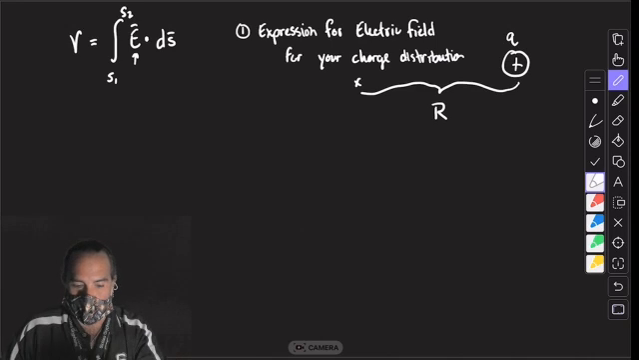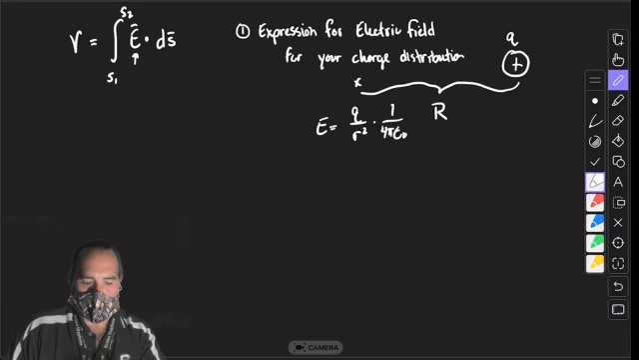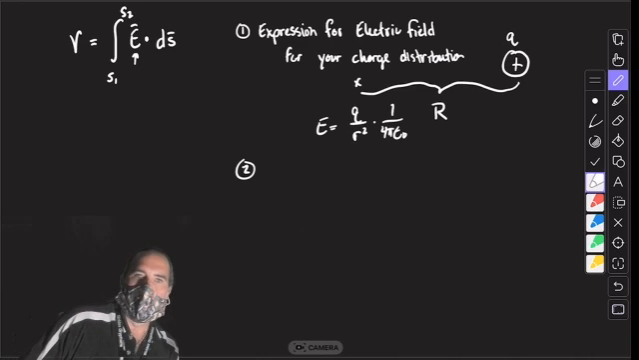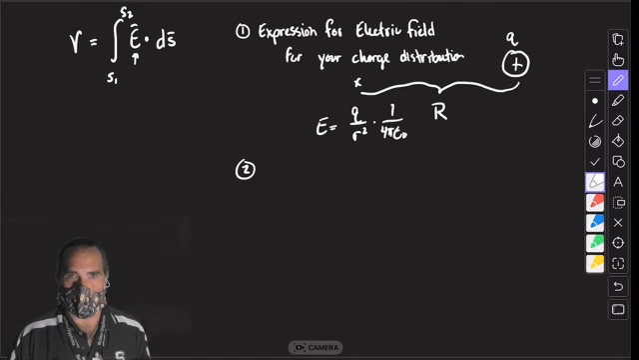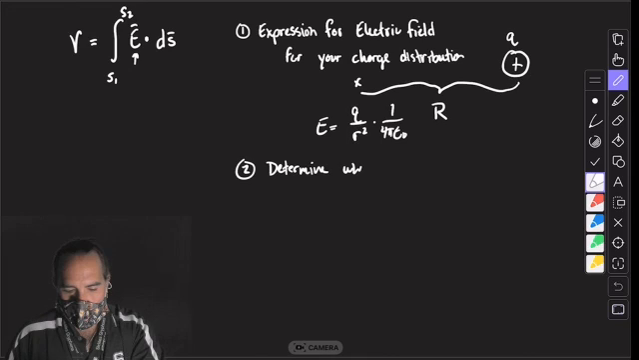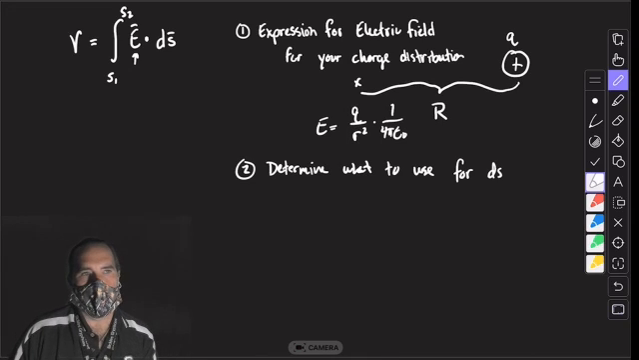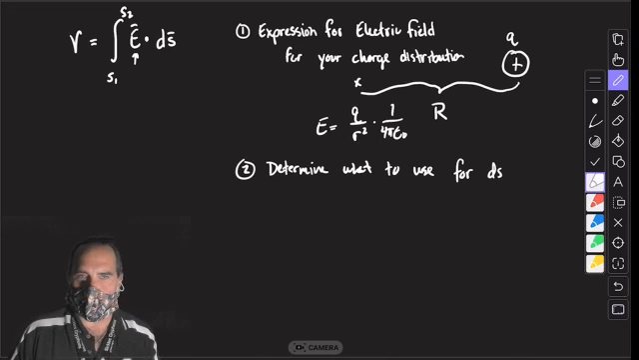For a point charge, we already have that. We know this is going to be Q over R squared times 1 over 4 pi epsilon naught. Next, this one's not as hard, but we have to determine what the appropriate variable is in dealing with the integral. That's dependent on your situation. But we have to determine what to use for ds. Now, this one's not particularly hard, but there are some nuances here that I think some of you might appreciate.